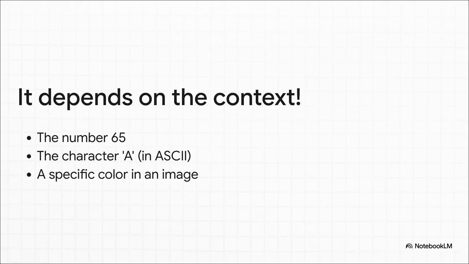That exact same pattern, 0, 1, 0, 0, 0, 0, 0, 1, could be the number 65. Or if the computer is processing text using a standard called ASCII, it means the capital letter A. If it's part of an image file, it could define the specific color of a single pixel. The binary is the same. The meaning is all about how you interpret it.